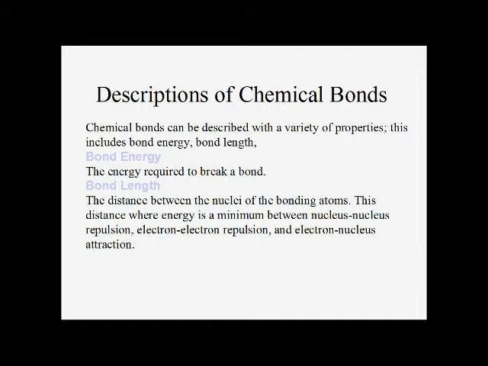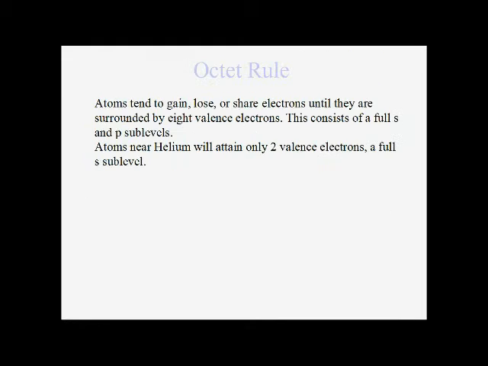Bond length would be the average distance between the two nuclei of the bonding atoms. This distance is not a static distance. The molecules are vibrating, but we're taking the average distance between the two nuclei. That would be at its minimum energy, and this is a balance between the attractive electron-nucleus force and the repulsive electron repulsion, or nucleus repulsion.